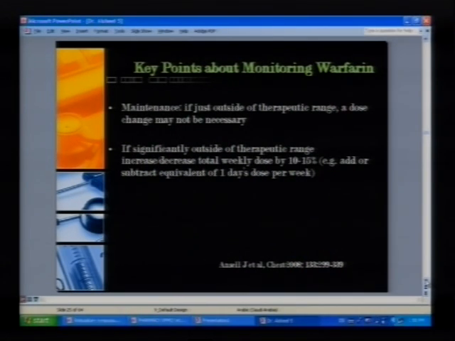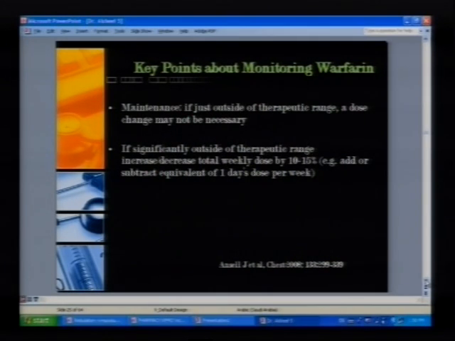But if it is significantly outside of the therapeutic range, we have to adjust the total weekly dose by 10 to 15%. It's not difficult, it's a rule of thumb. Say a patient is taking 7 milligrams once daily and is sub-therapeutic. You need to add 10 to 15%, which is equivalent to one day's dose added to the weekly dose. Like 7 milligrams, you distribute it over the 7 days, and your patient will be taking 8 milligrams. As simple as that, okay?